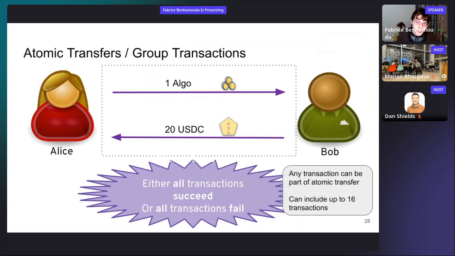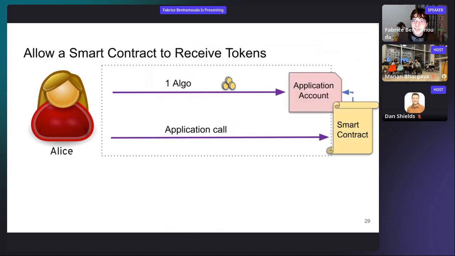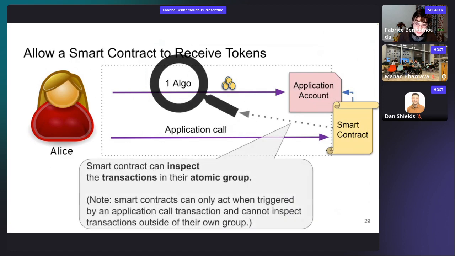Actually, here I've shown a very simple case, but any transaction, including application call, can be part of an atomic transfer or group transaction. And we can even have up to 16 transactions, so very complex things going on. And the way you allow a smart contract to receive a token on Algorand is by making a group transaction of 2 transactions. One is the funding of the application account. Let's suppose that Alice wants to send 1 algo to a crowdfunding app, and the other is the application call. And essentially, I don't want to go too much into the details, the smart contract can actually inspect all the transactions in a group of transactions and see that it got paid 1 algo.